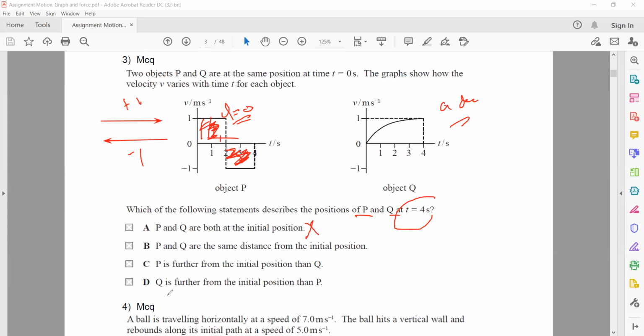For P, it is actually at the initial position, but for Q, it is towards one side of the initial position. P is further from the initial position. That's wrong because P returned back, and Q is further from the initial position. That's true. So that's why D is the right answer. Is it clear, this question?